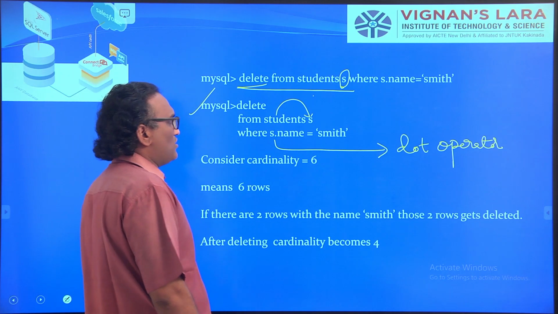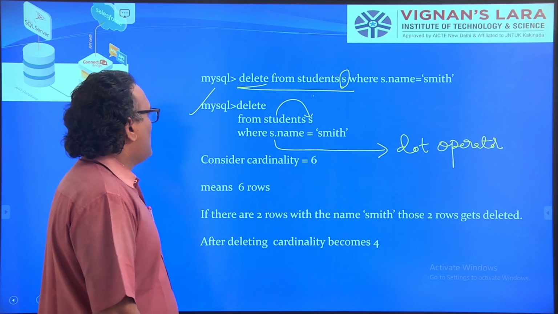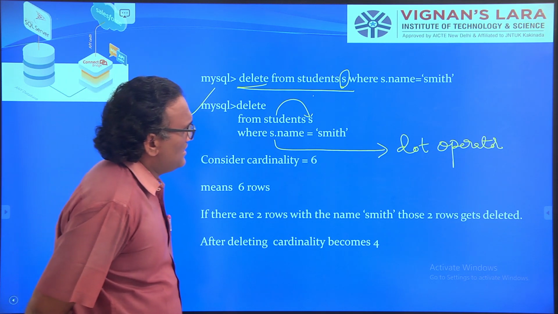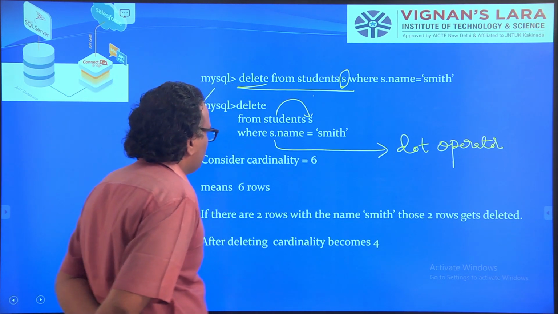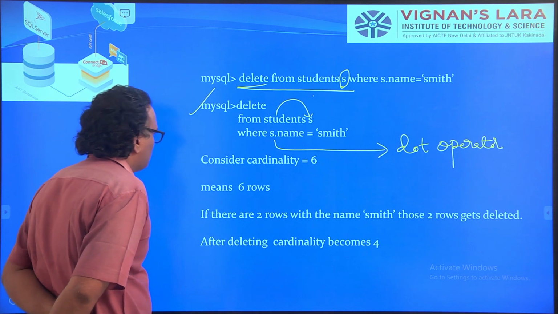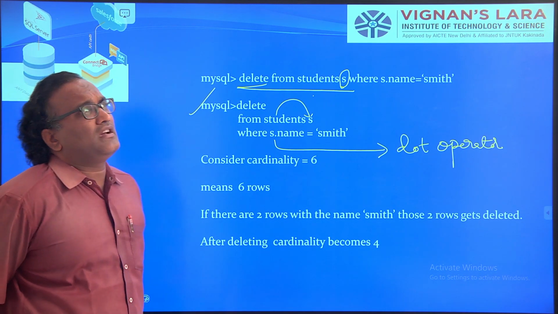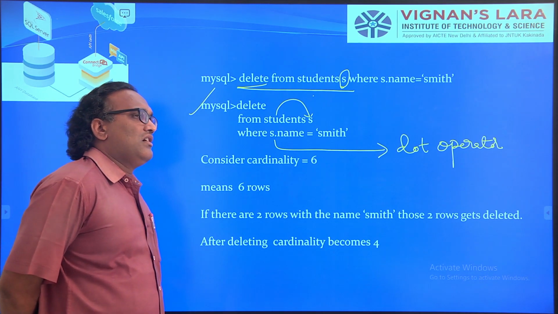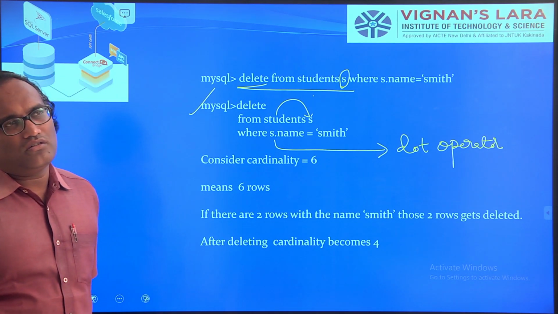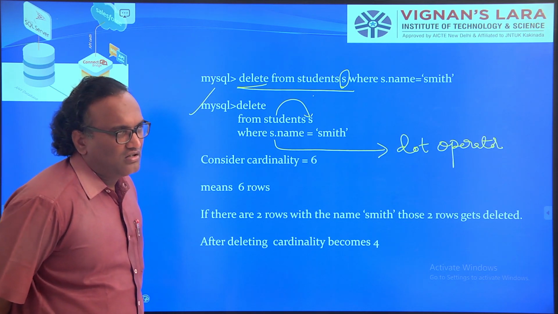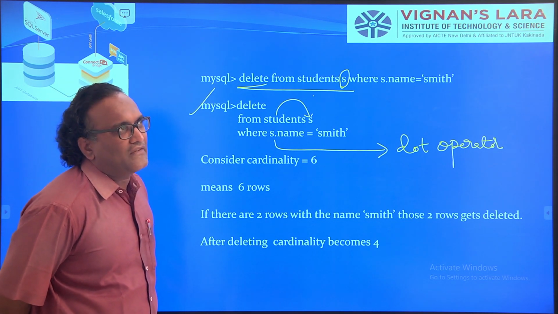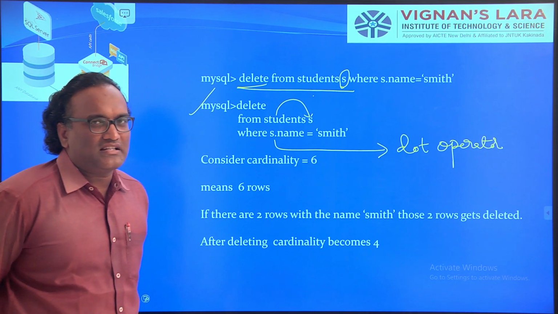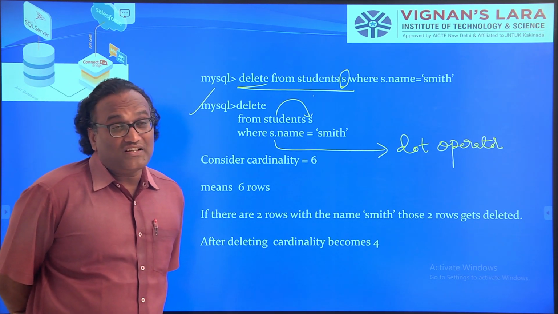Where S.name is equal to Smith. What happens here? The point is, suppose you have a table with a row with the name Smith. If you have an employee with the name Smith, that entire row gets deleted. Suppose, this is very important.